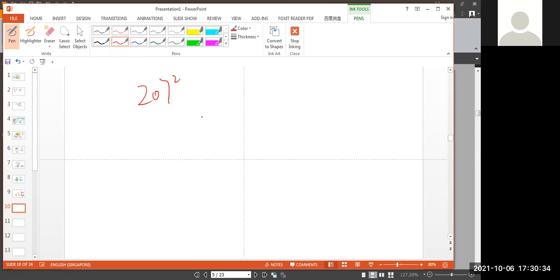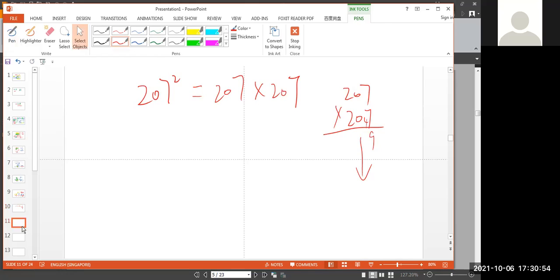207 times 207. Yes, but you are not allowed to use a calculator. Are you going to do this? 207, then of course you do the 7 times 7 is 49. Then are you going to do this? Okay, this is one way, but this way is so troublesome. I'm going to teach you an easier way.